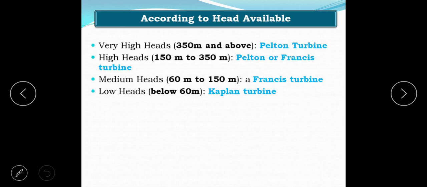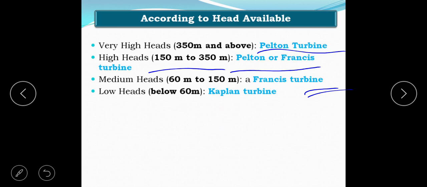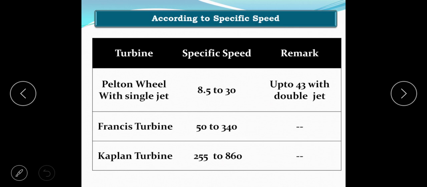According to head available, very high heads. So I pointed out we should know the value. Very high head means 350 meter and above, example, Pelton wheel. High heads, 150 to 350 meter, Pelton and/or Francis turbine. Medium heads, 60 to 150 meter, Francis turbine. Very low heads, below 60 meter, example, Kaplan turbine.